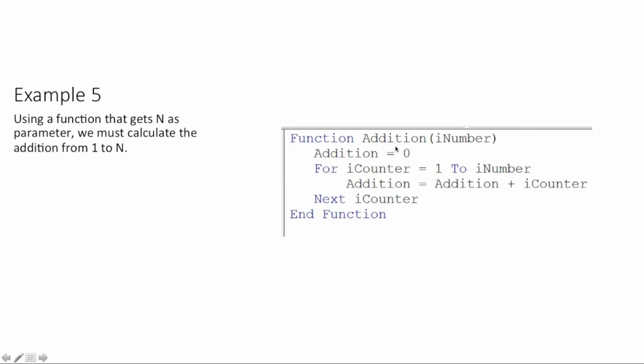There you have the example solved. So we have I number as the parameter, addition equals 0. So our for goes from 1 to I number, and addition equals addition plus I counter. I counter is our variable of the for.